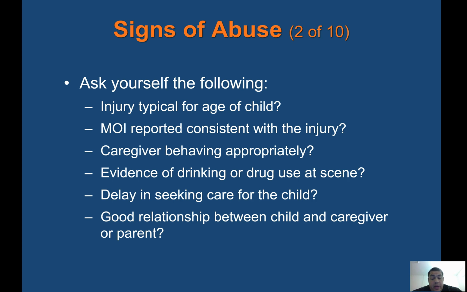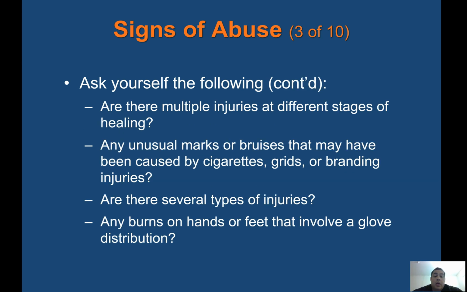If a patient does not cry or scream or ask to go back to their caregiver, that might be a sign that there's not a great relationship, possible abuse going on. Are there multiple injuries at different stages of healing? Any unusual marks or bruising that may have been caused by cigarettes, grids, or branding injuries? Are there several types of injuries?